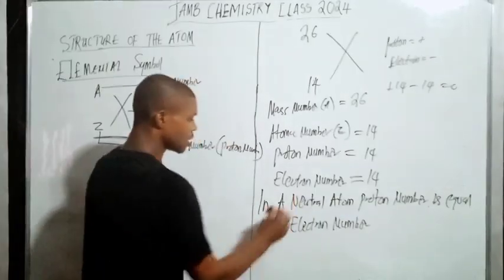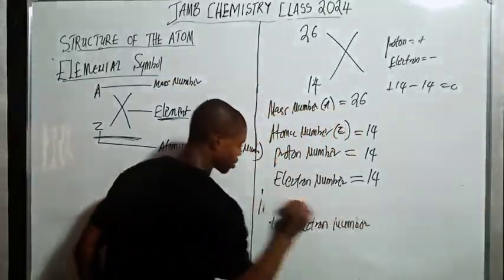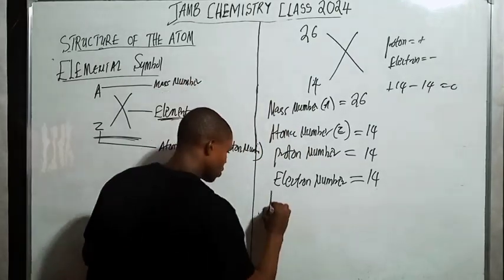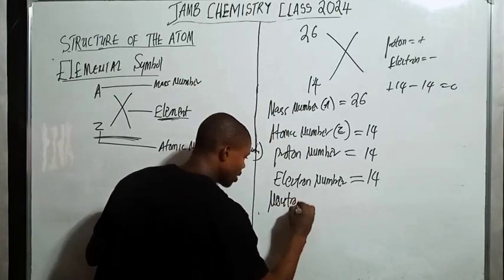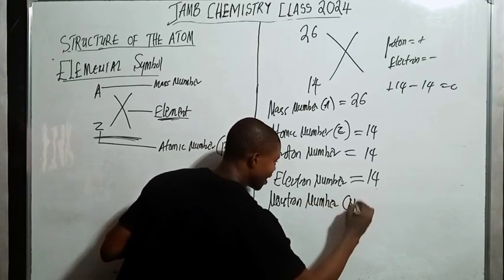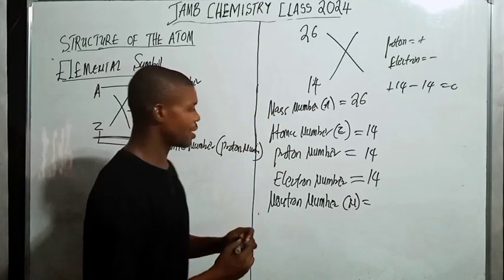Do you understand? Now the next thing you want to look at is the neutron number. Which one is N? N. So how do you get the neutron number?